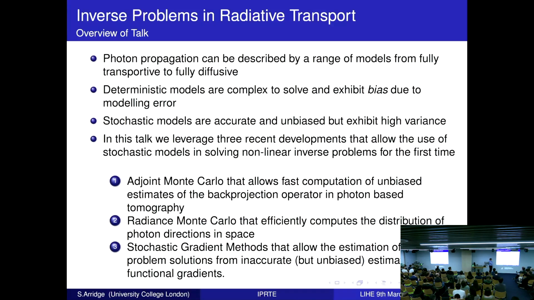I want to talk about three things. The heart of it is Monte Carlo, which of course means many different things, but in this sense we're mainly talking about Monte Carlo as a forward model. Then adjoint Monte Carlo, which is not so commonly discussed as forward Monte Carlo. And a new development which we call radiance Monte Carlo, which I'm going to explain. And then how we can use these in stochastic gradient methods.